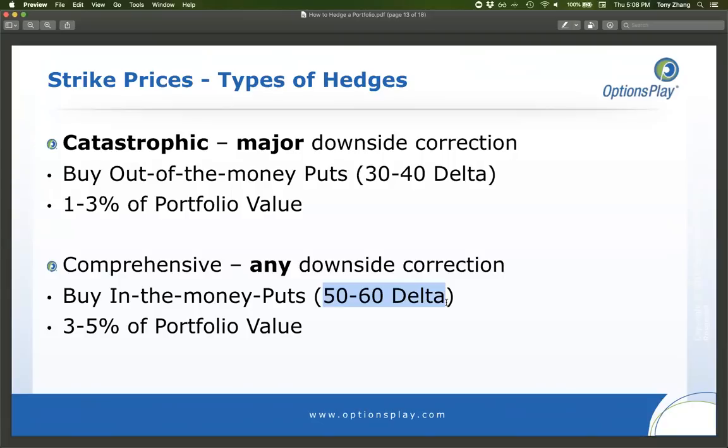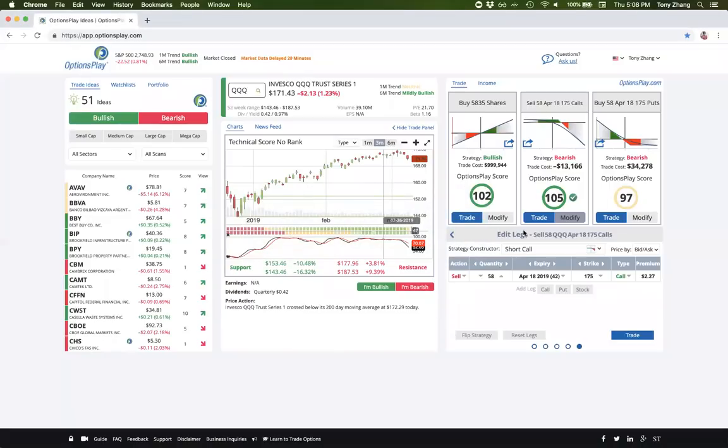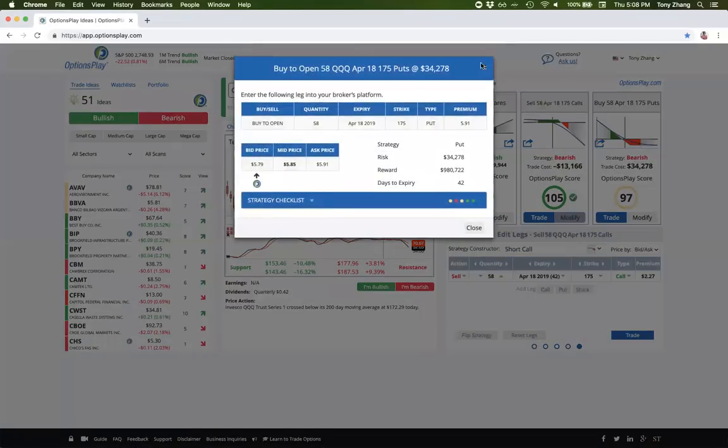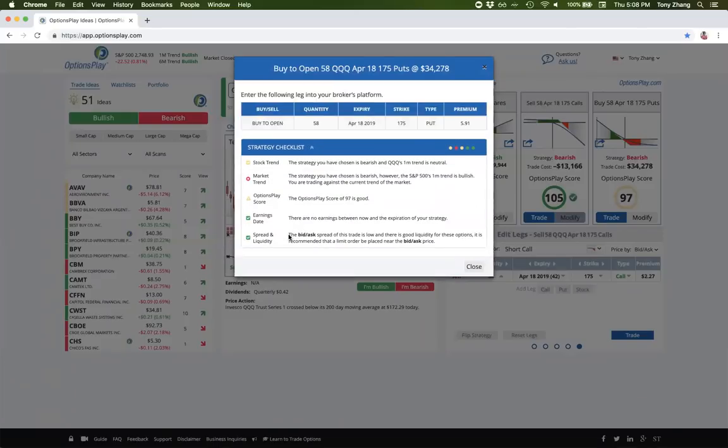How much is too wide a bid-ask spread? Great question. We actually have an indicator for this. On any strategy, we will tell you the bid and the ask price, and we have a strategy checklist that checks whether the bid-ask spread is too high, because it depends on the price of the option. If you have a 10-cent option, is a 5-cent wide spread too large? I would say yes, because it's a percentage of the underlying premium. So we actually check that for you. It's on our strategy checklist.